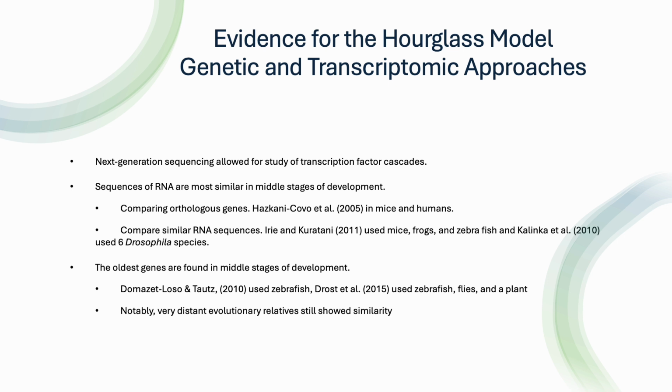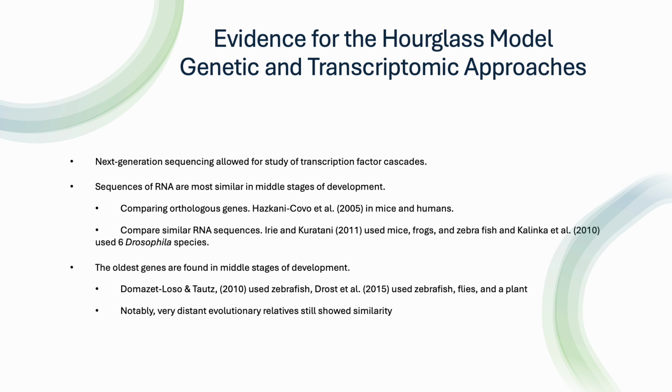Next-generation sequencing allows for the characterization and quantification of the many RNA transcripts created from such a cascade, which gives us insight into what genes are being used during development. Many transcriptomic studies of sequence similarity and levels of expression show the most similarity in the middle stages of development, supporting the hourglass model. Gene sequence studies evaluate the similarity of information encoded in genes by comparing orthologous genes.